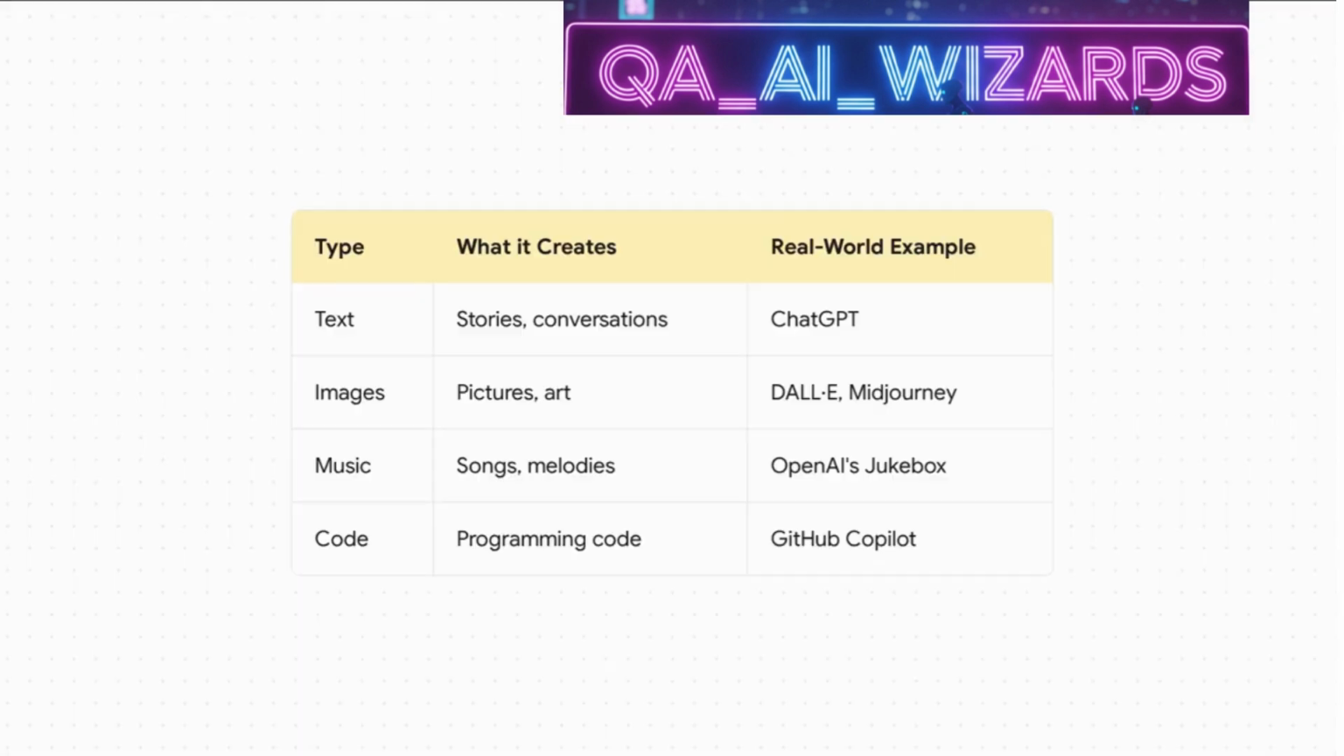It's this incredibly versatile toolkit. You've got text generators like ChatGPT that can write a whole story for you. You have image tools like DALL-E or Midjourney that can turn your words into stunning art. You can even compose music or write chunks of computer code. The possibilities are just huge.